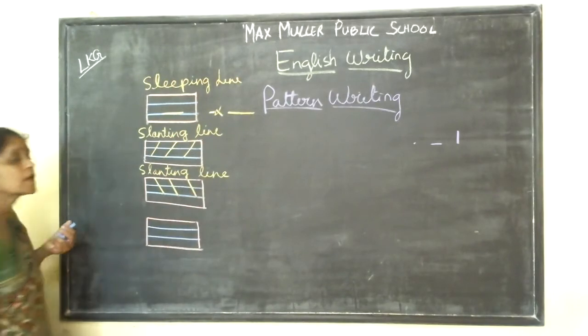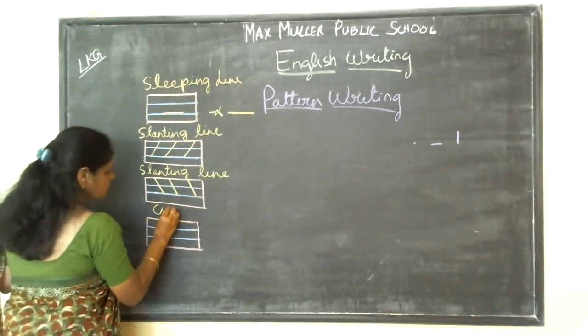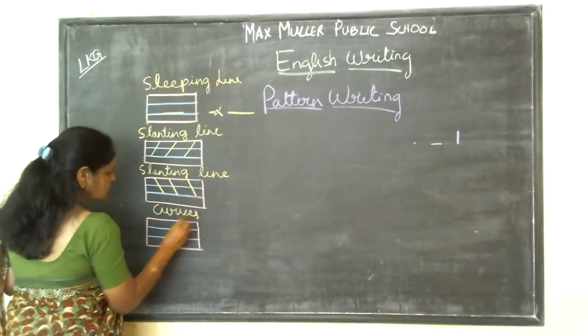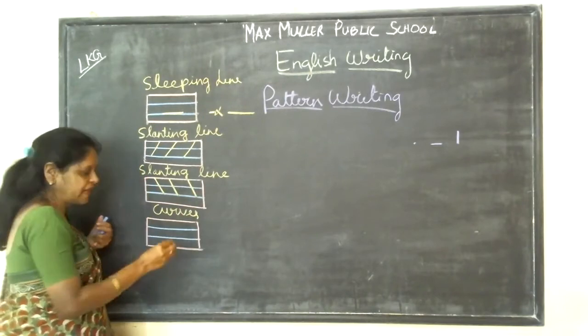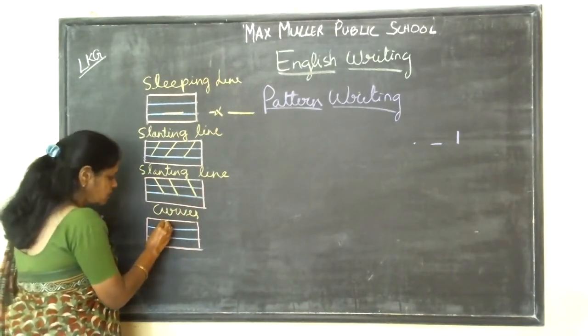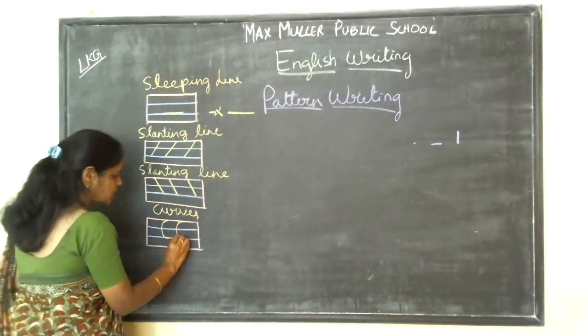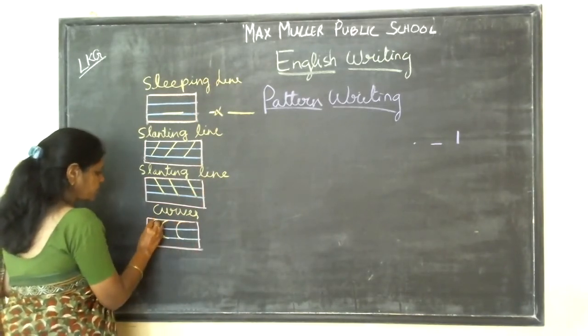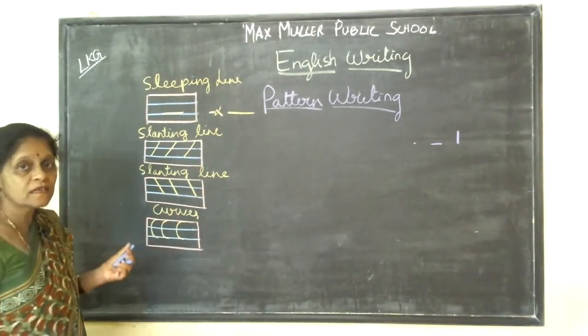Next is curve. What? Curves. See, curves. From the red line, you have to take slowly a bend. Curve. Curve. Curve. Okay, that is curves.